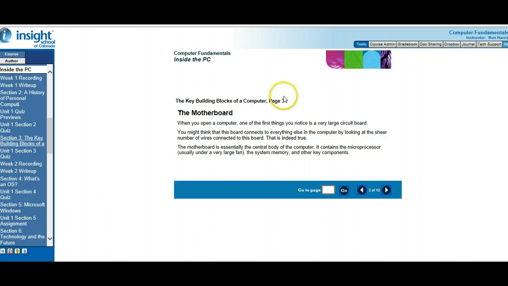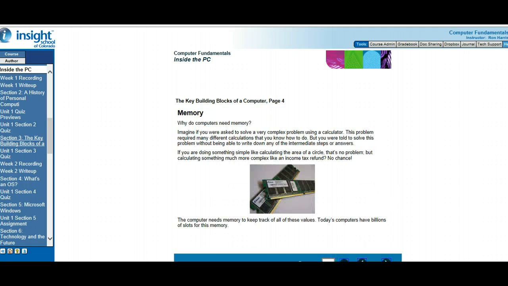So the motherboard, the first thing you see, is a large circuit board. The motherboard is the central body of the computer. It contains the microprocessors, the system memory, and everything. That's where everything plugs into the computer, into the motherboard.